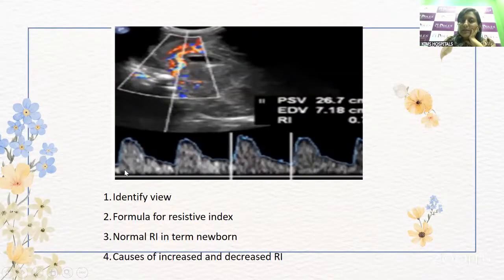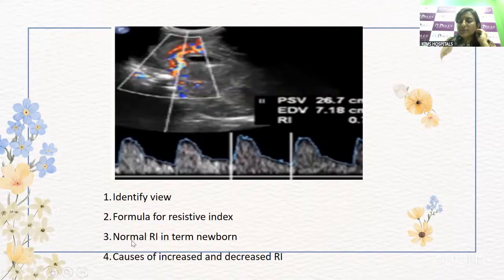And we calculate the peak systolic velocity and the end diastolic velocity. So resistive index is calculated by the formula of peak systolic velocity minus end diastolic velocity, divided by peak systolic velocity. So the normal limits of RI in term babies are around 0.75 plus or minus 0.08.